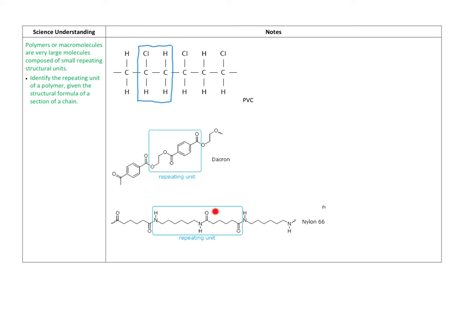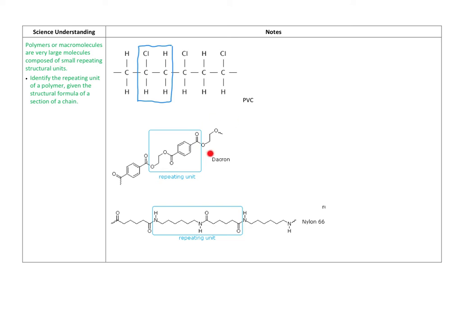And down here we have a polyamide. This happens to be nylon 66. So a lot of clothing is made with nylon, but a lot of ropes and stuff like that are also made with nylon, and lots of other things are made with nylon as well. So we're going to focus on the addition type polymers like PVC next, but you need to be able to identify that repeating unit within the structure of any polymer.